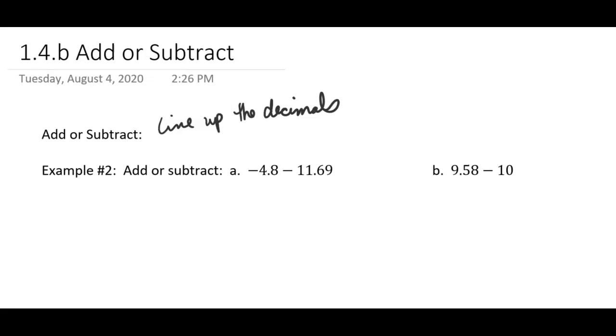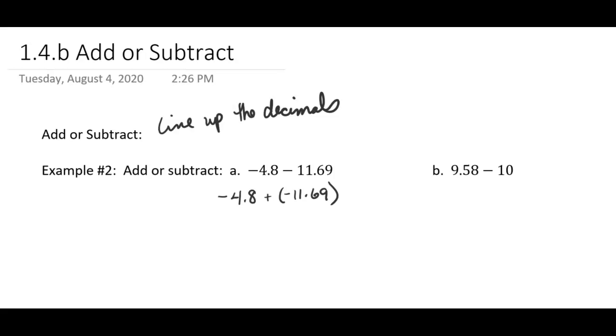So in example 2 here, it says add or subtract. So part A, I have negative 4.8 minus 11.69. So what I'm going to do is I'm going to make it negative 4.8. I'm going to change my subtracting to adding the opposite. So it's going to look like that, negative 4.8 plus negative 11.69. Now, if you go back to what we learned with integers, think about a negative and a negative, it's just going to be negative, right? It's going to be a bigger, a smaller negative number.